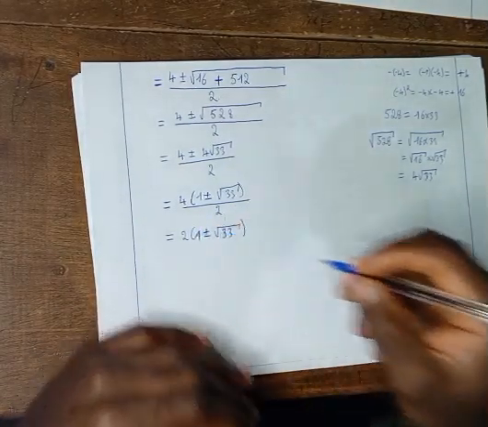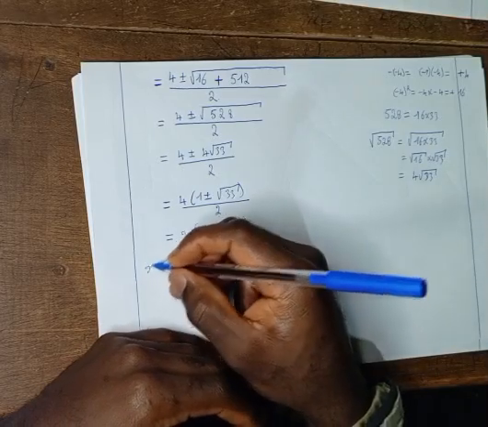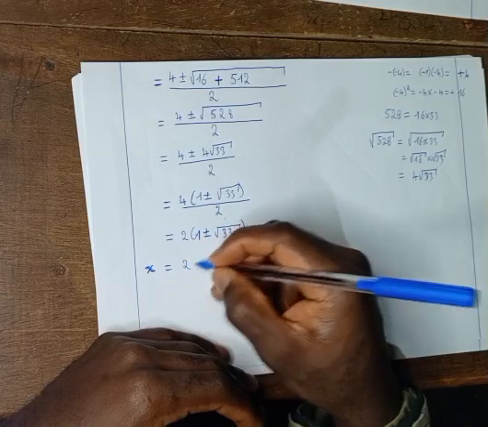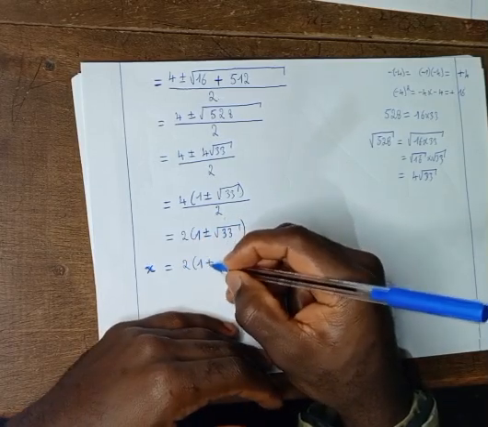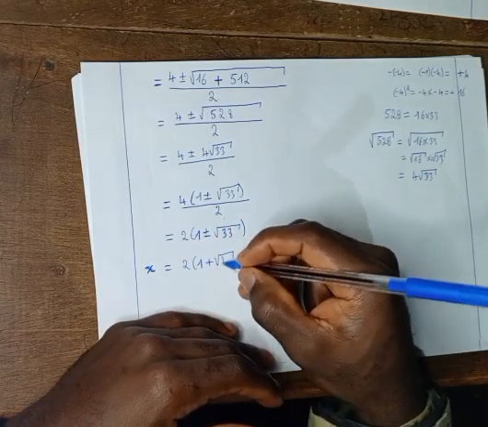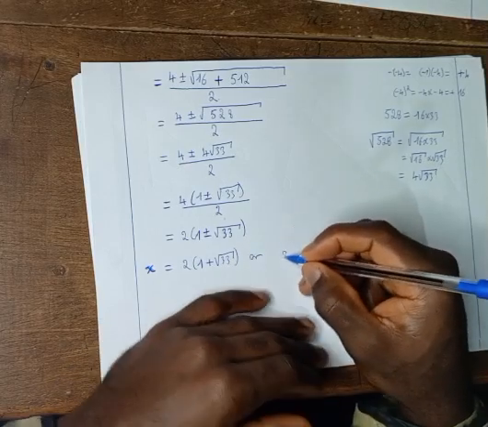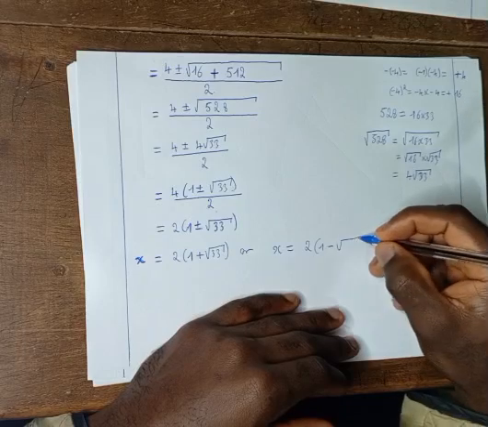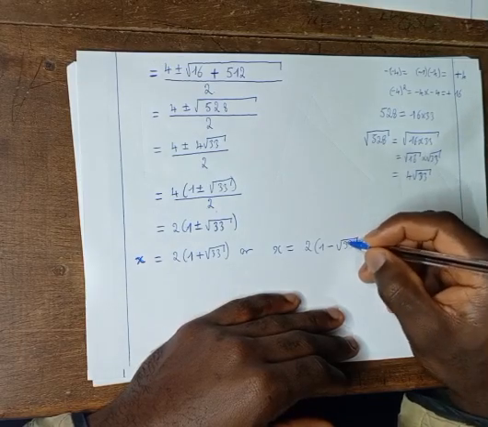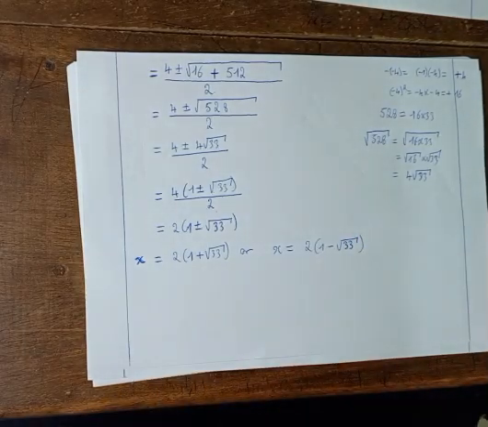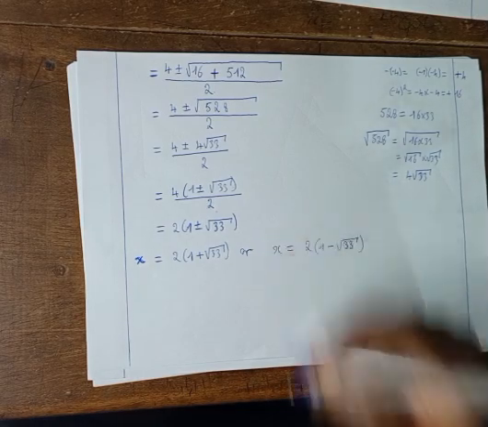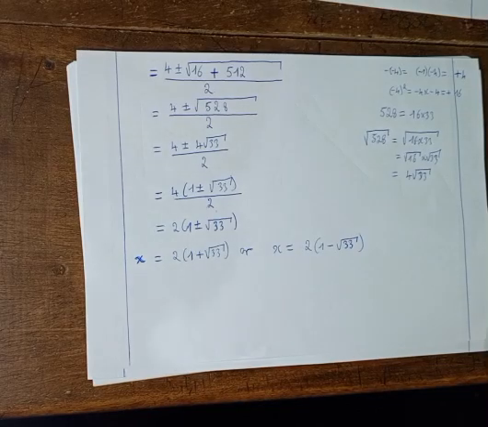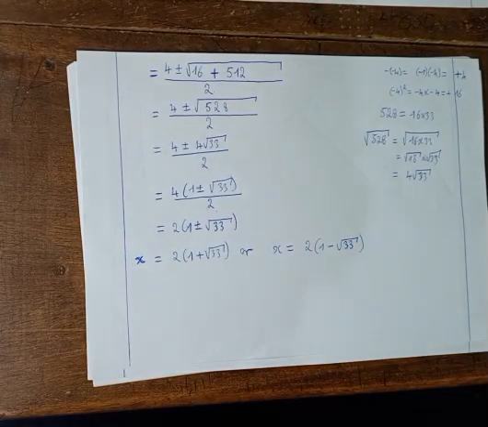So we are going to obtain two values for x. We are going to obtain x to be equal to 2 times 1 plus root 33, or x to be equal to 2 times 1 minus root of 33. Okay, now for the first case, you see 1 plus root 33 gives us a positive number.